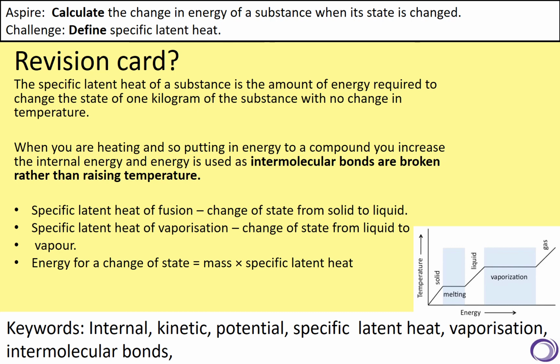And the specific latent heat of fusion means that you are changing the state from a solid to a liquid. The specific latent heat of vaporization is changing the state from a liquid to a vapor. And then the equation, which you don't have to remember, but you do have to be able to use, is the energy for a change of state is the mass times the specific latent heat.